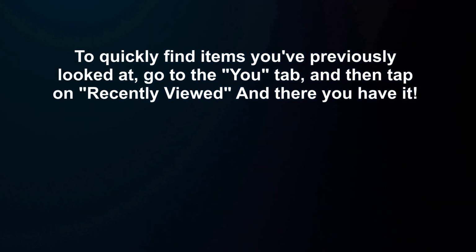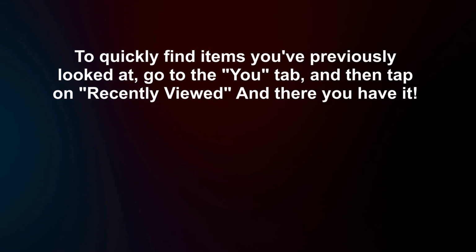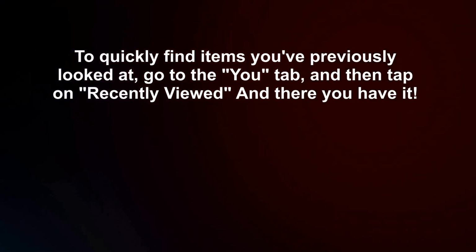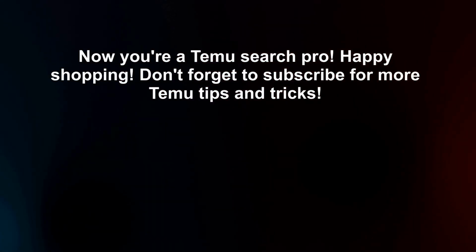To quickly find items you've previously looked at, go to the U tab, and then tap on recently viewed, and there you have it. Now you're a Temu Search Pro.